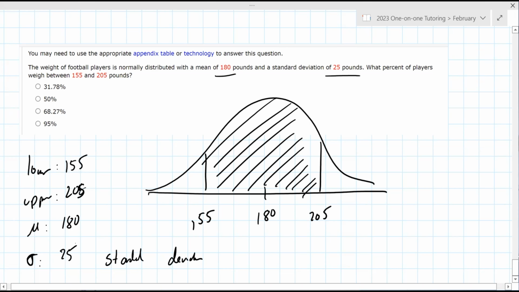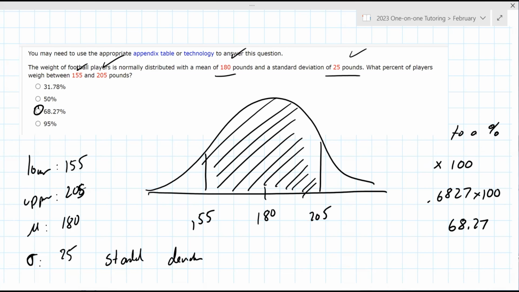25. So you almost want to check, like, did I use all the numbers that are given? Now you're going to get an answer that's a decimal. These are all percents. So you want to take whatever your answer is and multiply by 100 to convert to a percent. I got 0.6827. Okay, so you multiply that by 100 and that's 68.27%. I got that one. Good, really good. Okay, next one here.